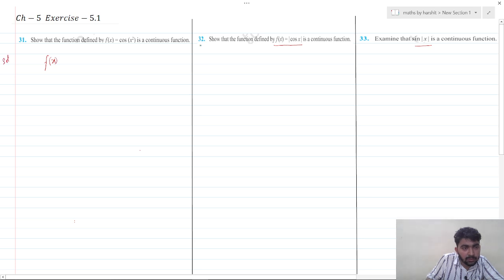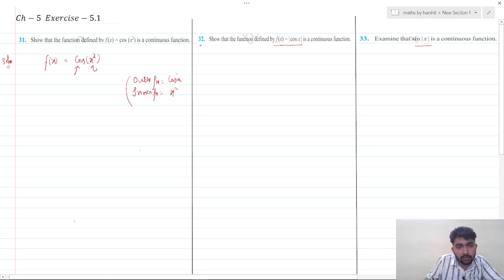the solution for this question. Let f of x equal to cos of x square. Here you can see that one is the outer function, the other one is the inner function. So what is your outer function here? You can write the outer function is cos x, and your inner function is x square.